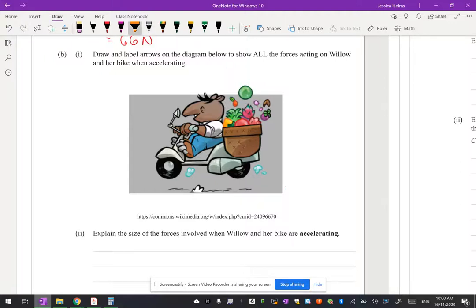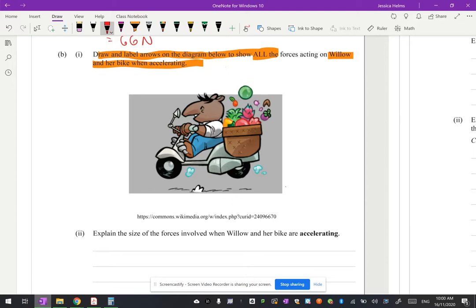Right, part B. Draw and label arrows on the diagram below showing all the forces acting on Willow and her bike when accelerating. Okay, so this isn't actually the picture that was in the paper. For some reason, they pull them when they print them up onto their website, but you probably can find it here. It's nothing due to copyright, but I've just put this one in. It's basically a similar idea. She's facing in the same direction, and it was just normally a woman on a bike.